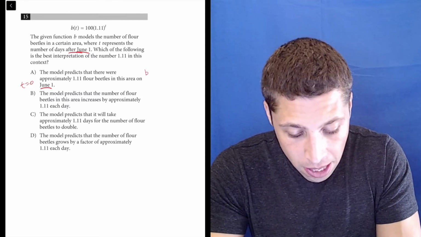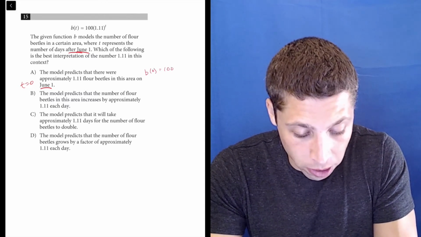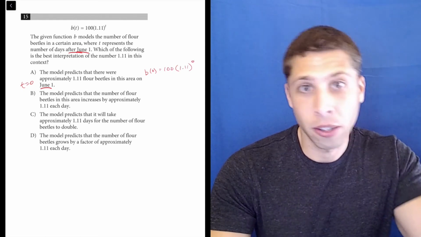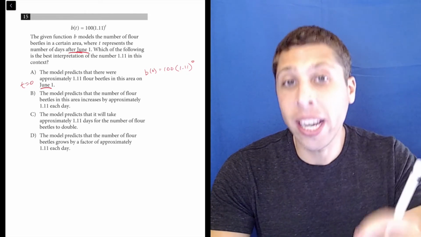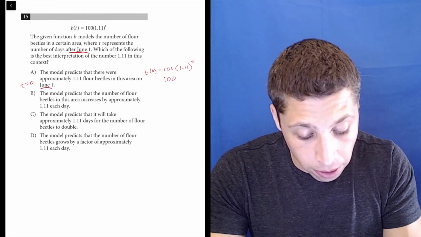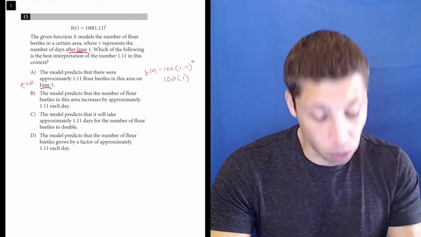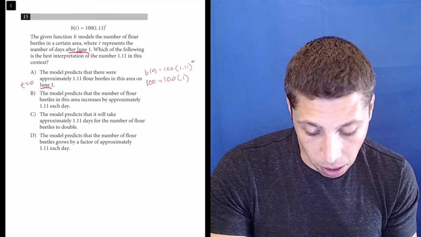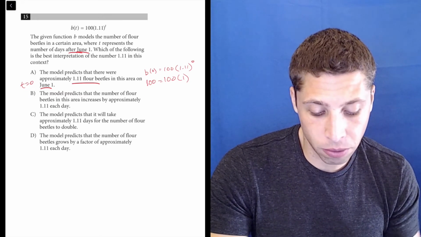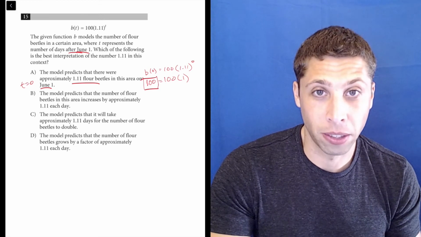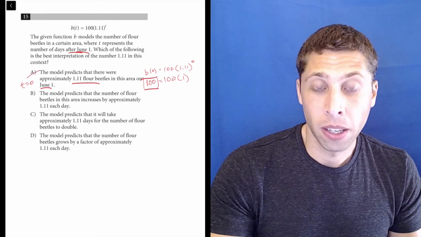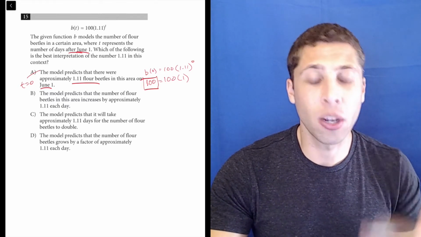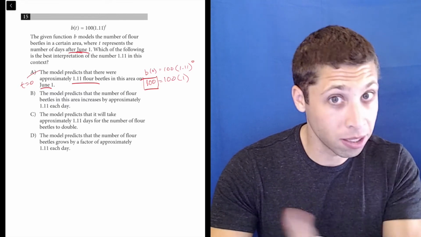So b of 0 is supposed to be 100 times 1.11 to the 0. Here's where you have to memorize something. Anything raised to the 0 power is 1. So this is really just 100 times 1, which is 100. So are there 1.11 flower beetles in this area on June 1st? No. There are 100 flower beetles. There you go, proven wrong. So you don't need to know anything about why this equation is structured this way in order to prove this choice wrong. We're going to see that that's going to continue here.